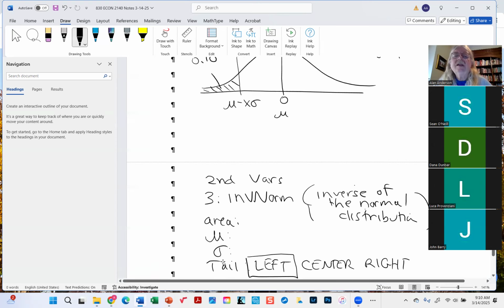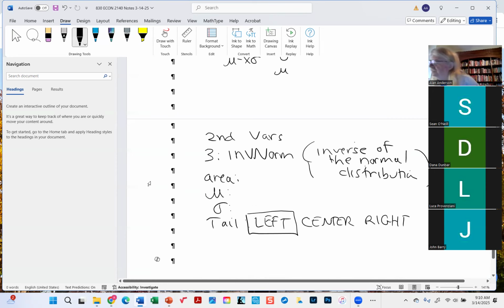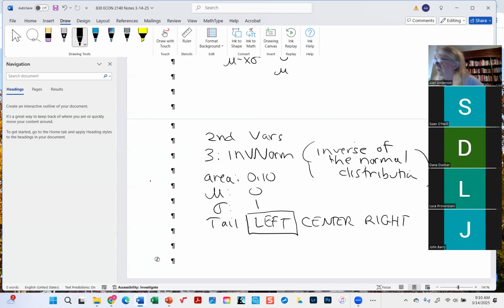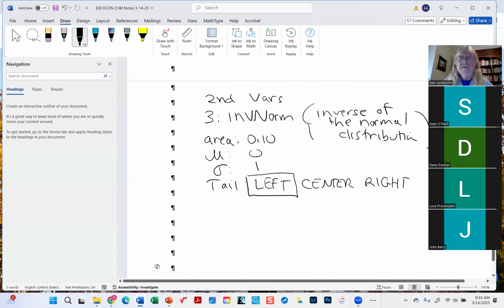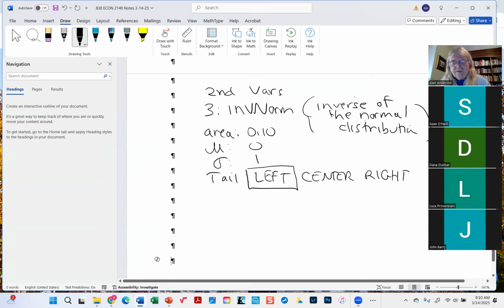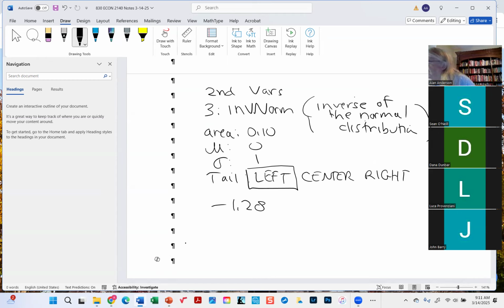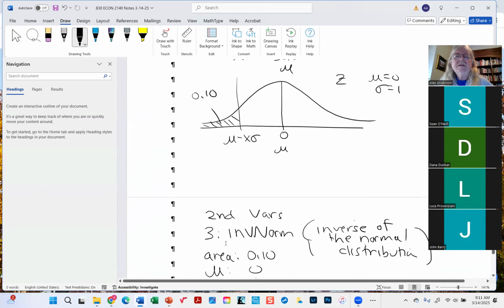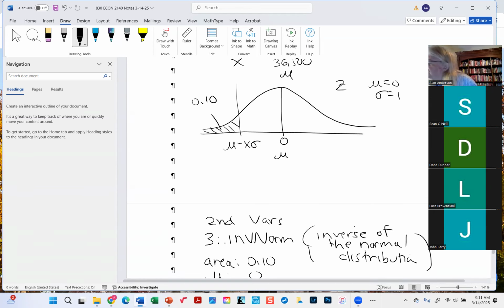So the area then is the area in the left tail, which is 10%. The mean and standard deviation are 0 and 1. And then when you type in all these numbers, you'll get negative 1.28. Now, what in the world does that mean? That means that this x is negative 1.28, or 1.28 standard deviations below the mean.